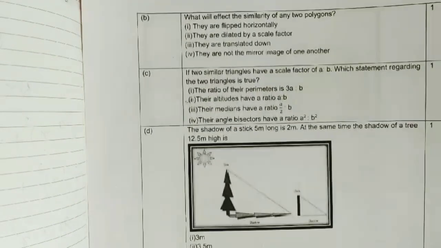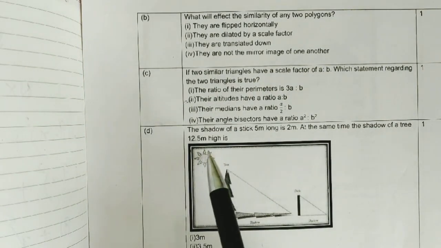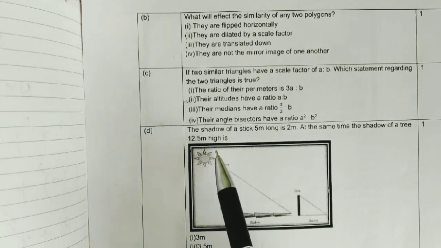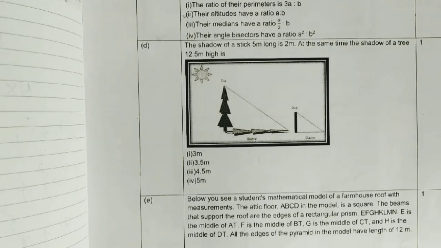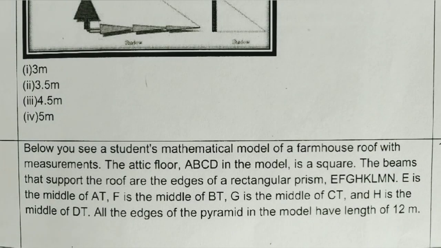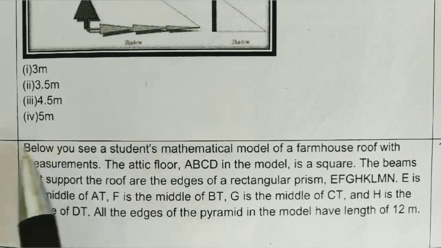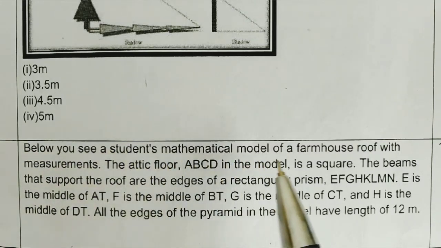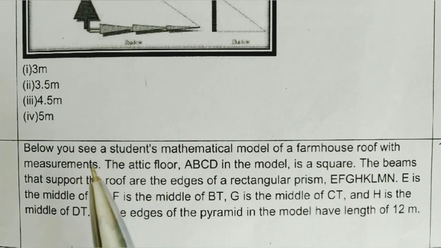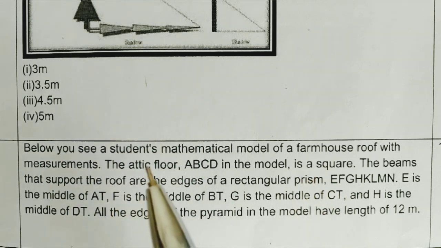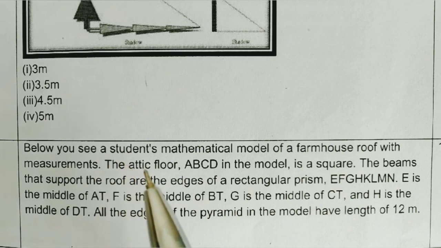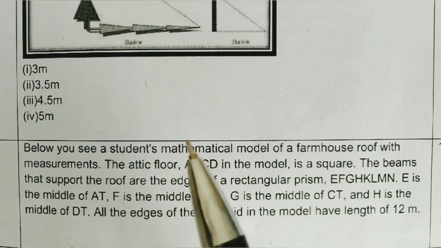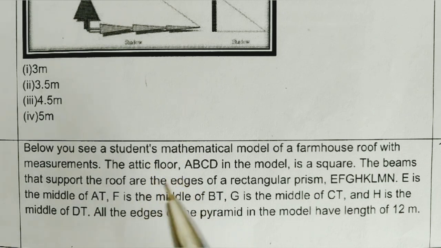D part is very simple. I believe you would be able to do it yourself. Just try it yourself. We would be discussing the E part now. Now the last part of this case study question. Below you see a students' mathematical model of a farmhouse roof with measurements. Certain measurements it has. The attic floor ABCD in the model is a square. You must be knowing what an attic floor is. It is generally used for storage, but it can even be used to control the temperatures.